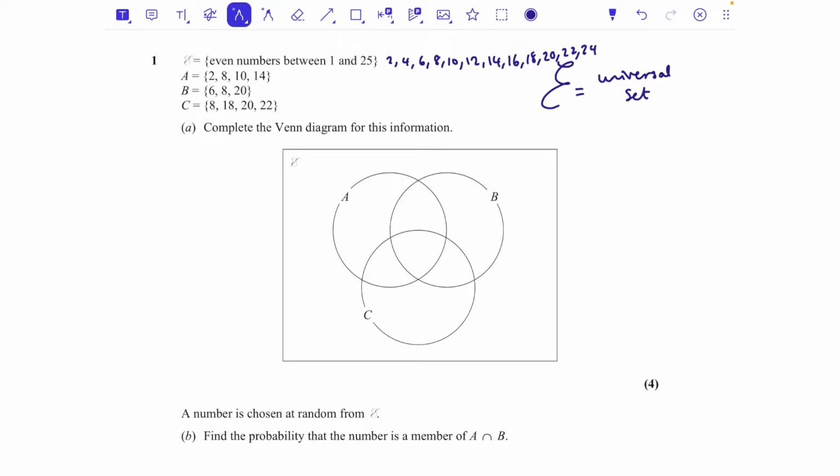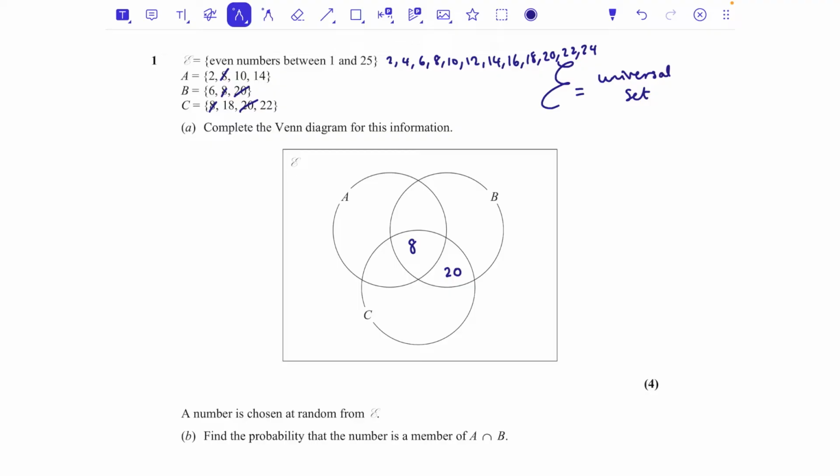So if we've got a number that's in A, B and C, that needs to go in the middle, and we've got 8. That's in all of them. I'm actually going to cross them off as we go because this one's quite a confusing one. That's the only number that's in all three. Now we need to look and see if any of the others have them in common. So B and C both have 20. So between B and C, I'm going to put 20 there. And then, are there any others in common? No, I think that's it.